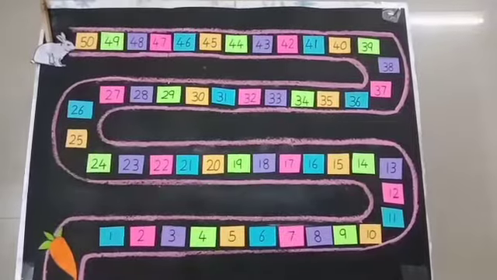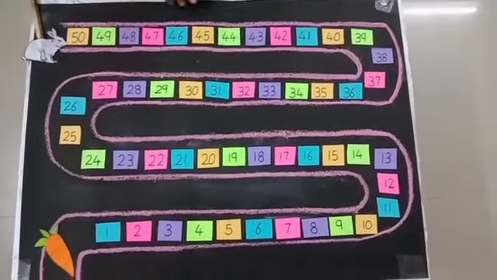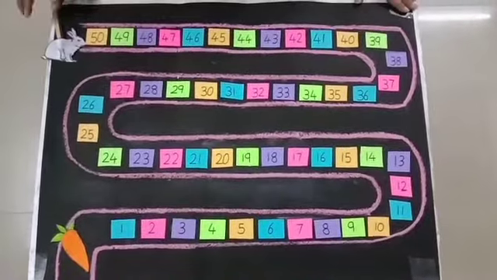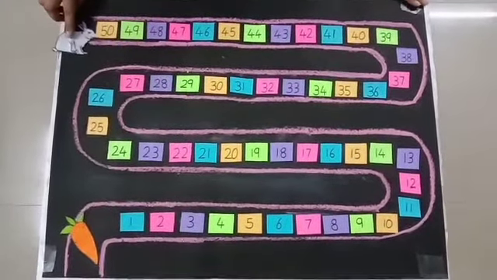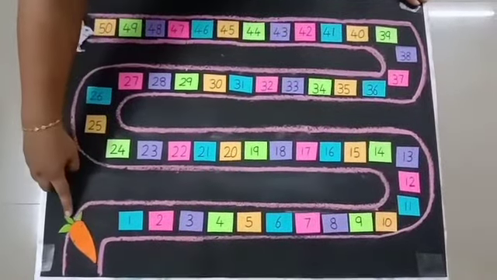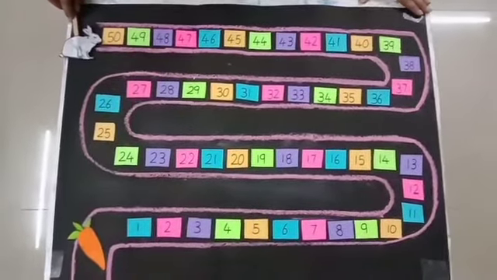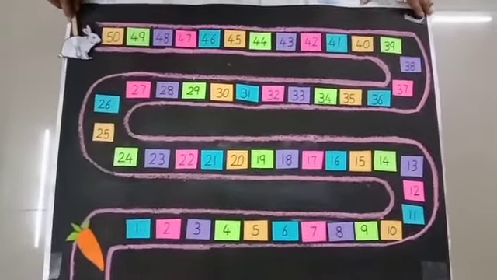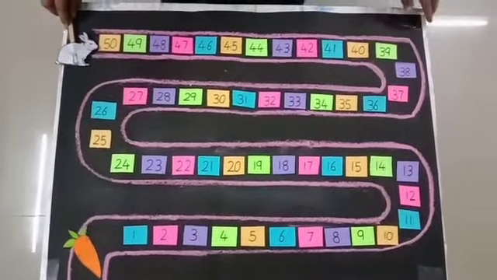Children, now it's time for an activity related to backward numbers 50 to 0. Children, in this activity, we have to help the rabbit to reach its favorite food, carrot. For that, the rabbit has to jump over this path. So, let's help the rabbit to count his jumps in reverse order.